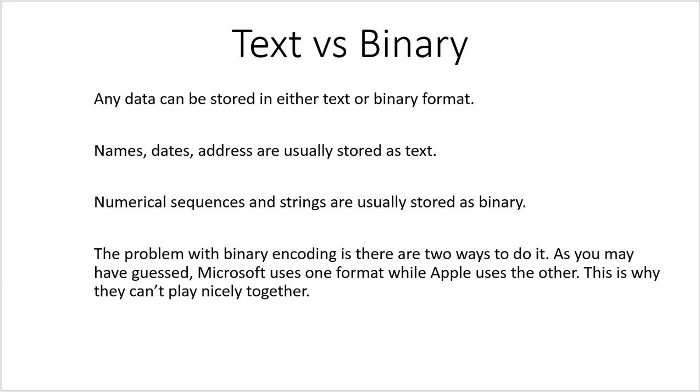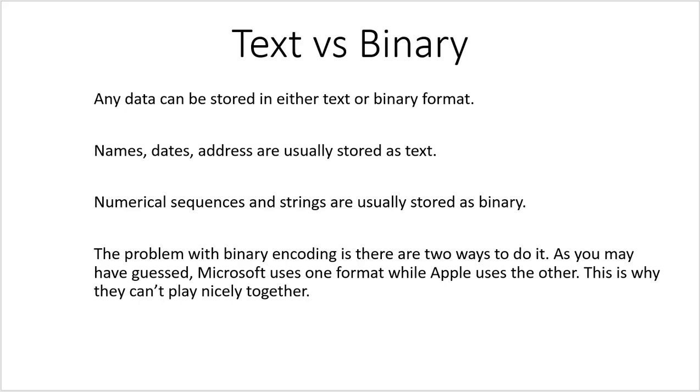So, how does all this relate to data storage? Well, any data can be stored in either text format or binary format. So things that are best stored in text are names, dates, addresses, things that humans need. Humans need to know names, humans need to know dates, humans need to know addresses. Those are best stored as text so that humans can read them. Numerical sequences and strings are usually stored as binary.